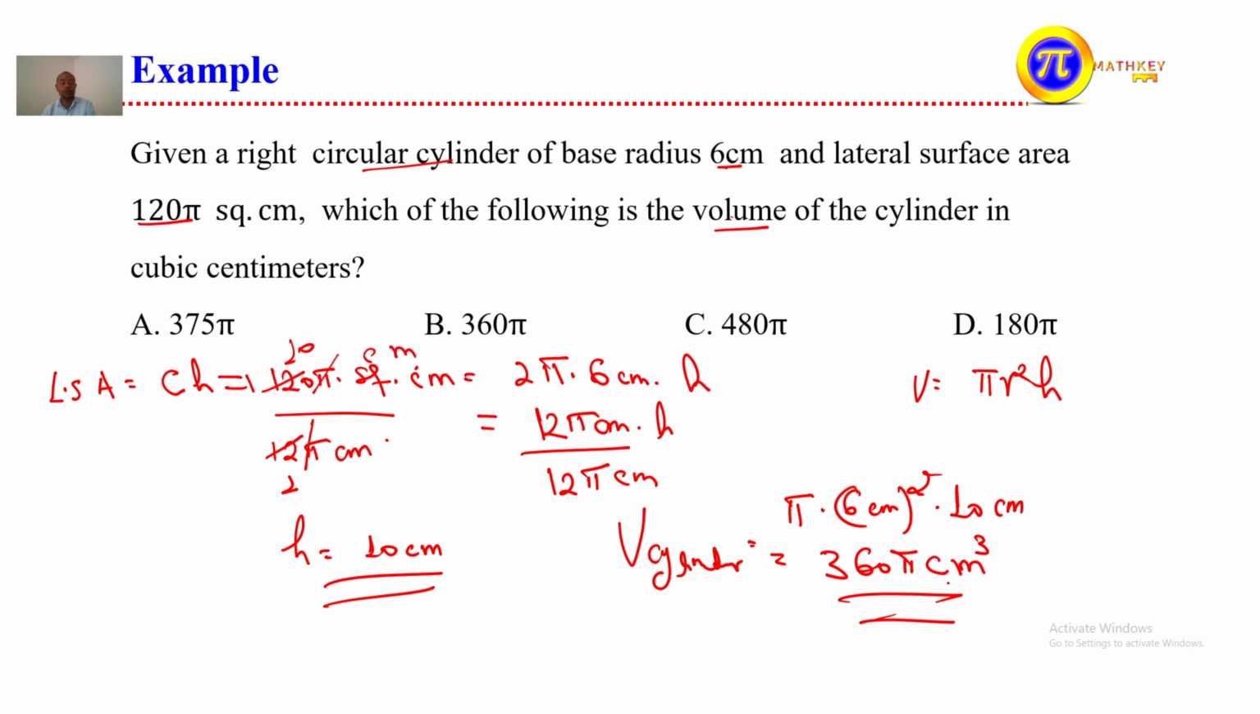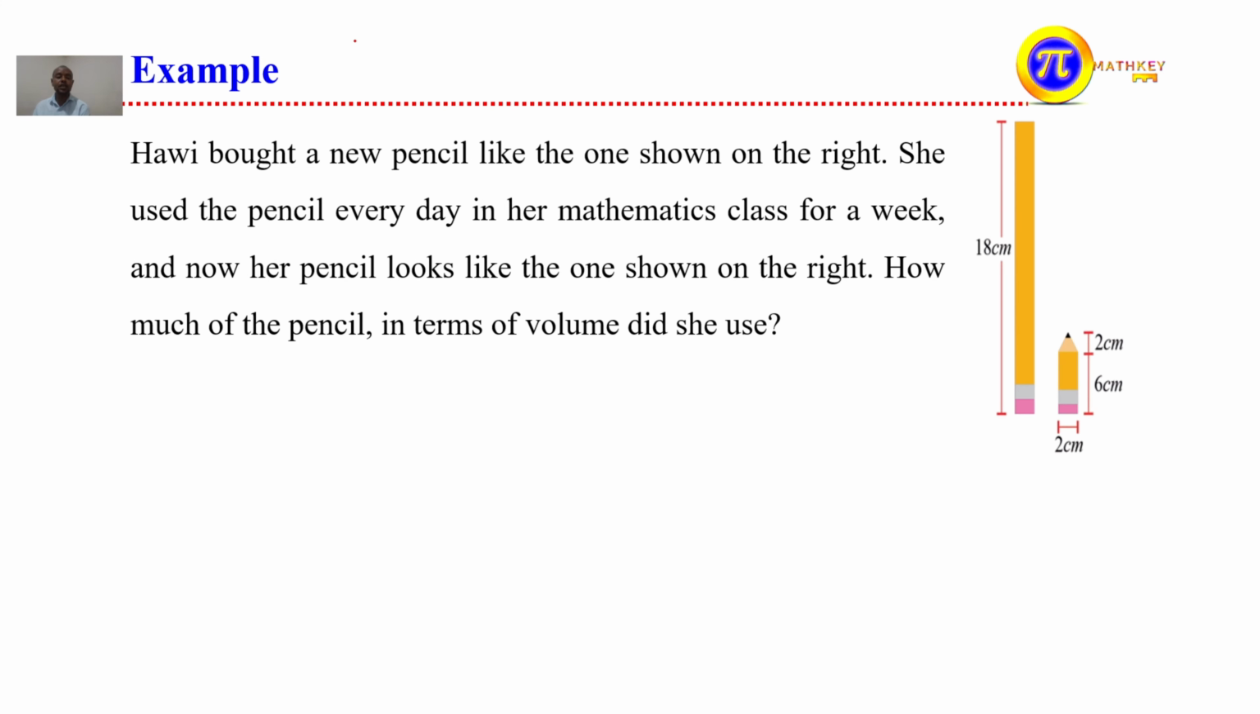So, after obtaining the height of the cylinder, we can find the volume. By applying the formula, it says that pi r squared times what? The height of the cylinder. We can find the volume of the cylinder that we are asked. Let us consider the next one.